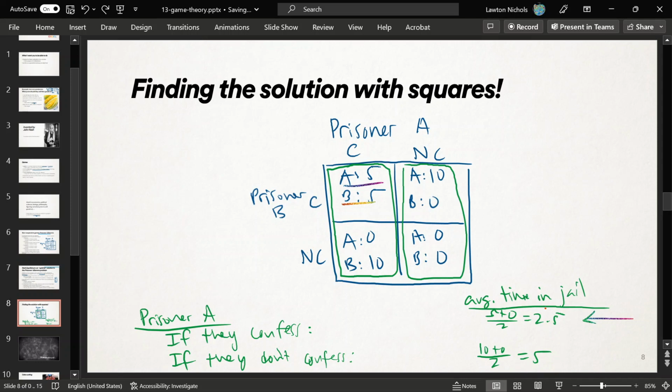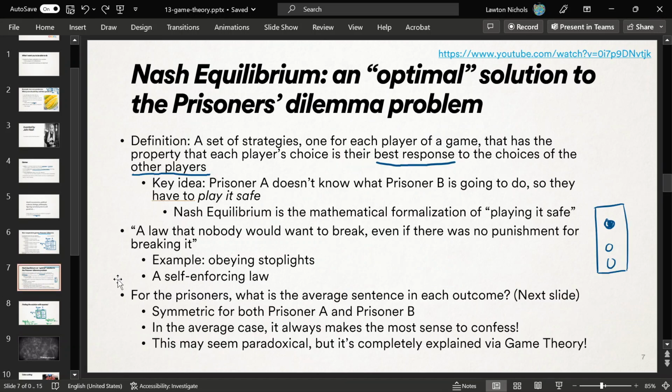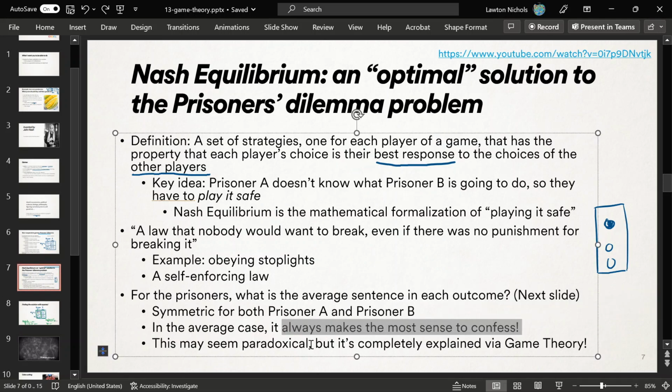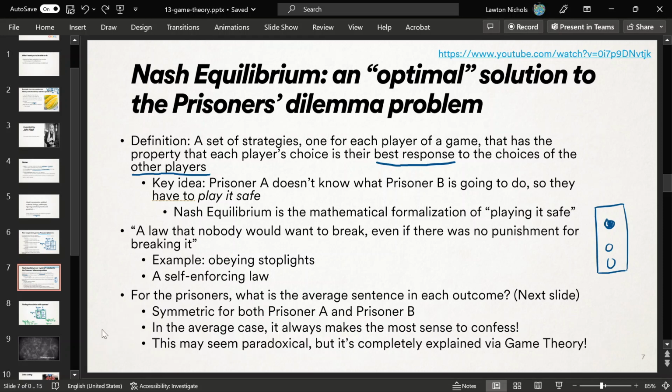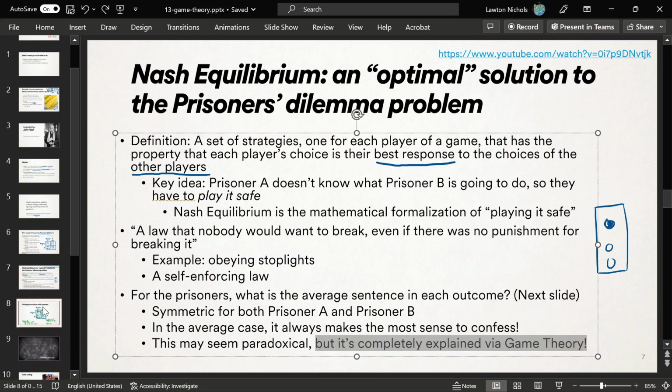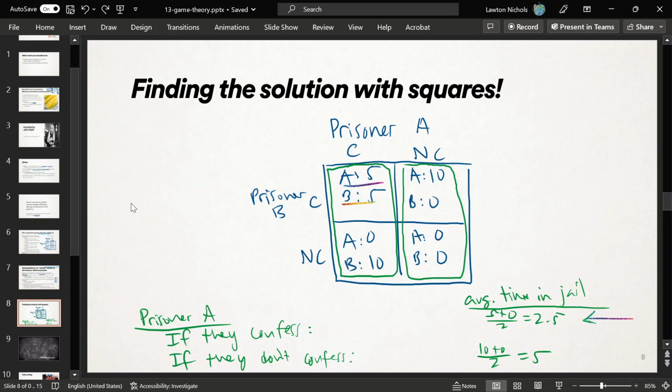If they could trust each other, I guess it would all work out. But this is a non-cooperative game, of course, and they cannot trust each other. So that's why they're going to end up both confessing, and that makes the most sense. It may seem paradoxical. Why can't they just both not confess? But it's because it's a non-cooperative game. They can't trust each other. And game theory tells us exactly why they should both confess to minimize their amount of time in jail.